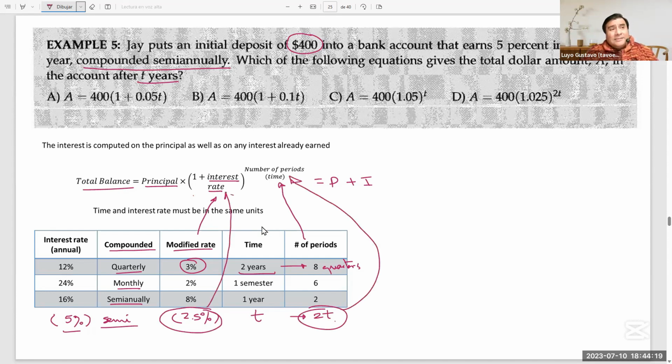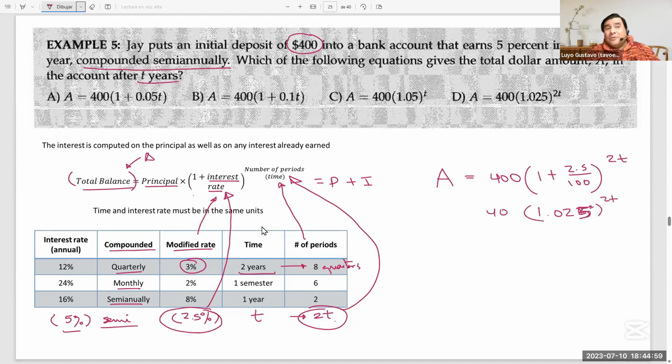This one is the interest rate. So we would have that the final balance in the account, A, that is our total balance, would be the principal, that is our $400 initial investment, times 1 plus 2.5 over 100, up to 2T. But 2.5 over 100 means actually 1.025. So, option D, the correct one.